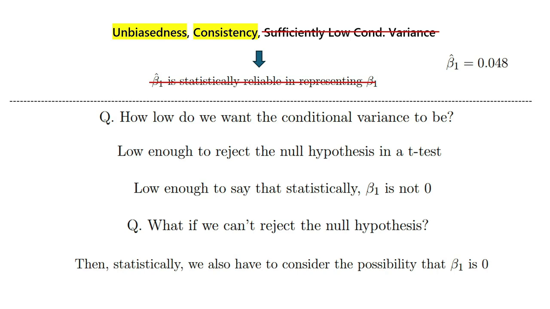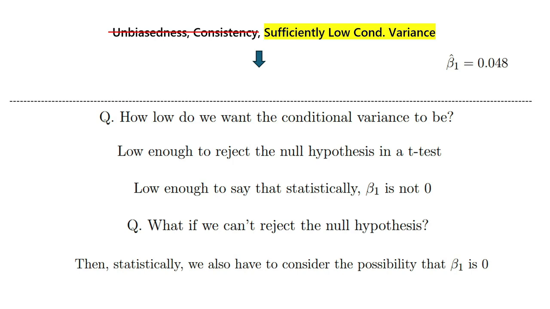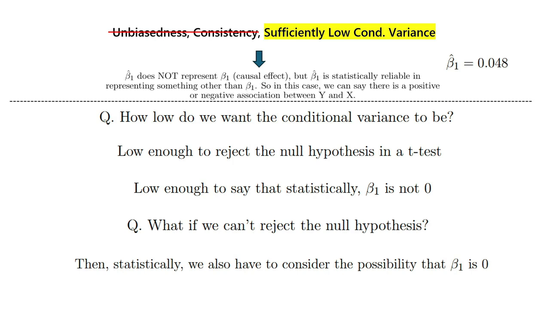Now, the next scenario we should consider is, what if we now have sufficiently low conditional variance, but we don't have unbiasedness and consistency? Well, in this case, beta 1 hat does not represent beta 1, the causal effect, but beta 1 hat is statistically reliable in representing something other than beta 1. So in this case, we can say there is a positive or negative association between y and x.